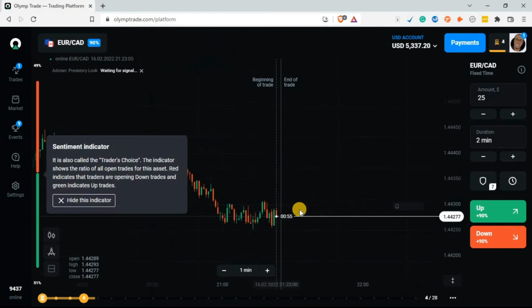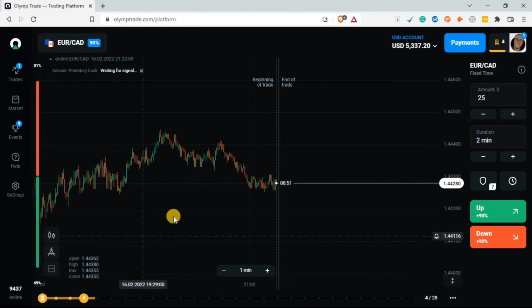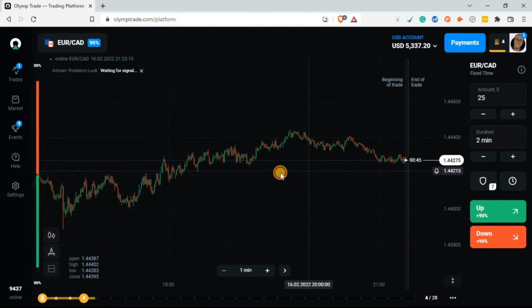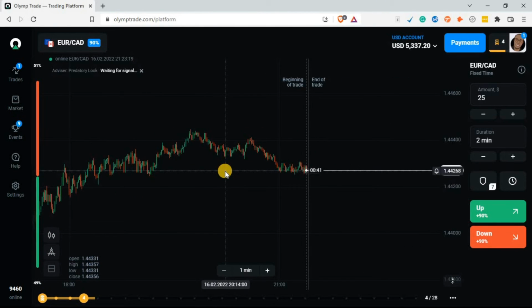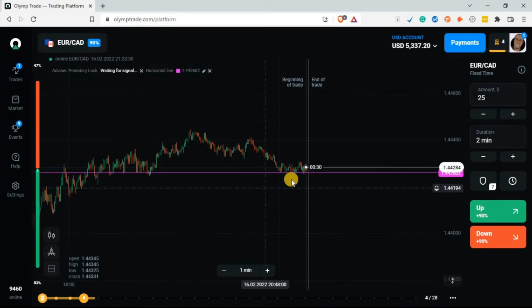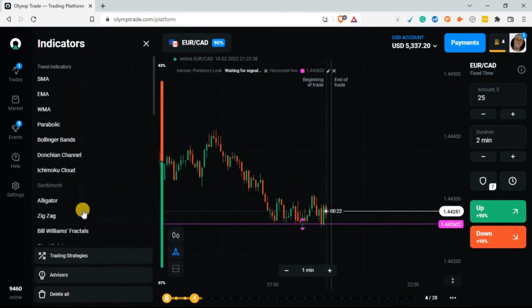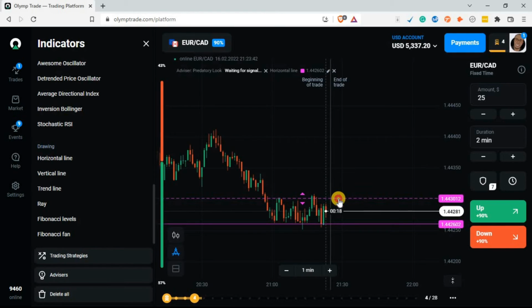Once you've decided the asset, the next thing is to study the market. You can see this market is ranging, so it's not trending up, it's not trending down. You can start drawing your support and resistance levels and then wait for it to be broken. So that's our support level, and I'll just wait for this level to be broken. You can also draw the resistance level up there.